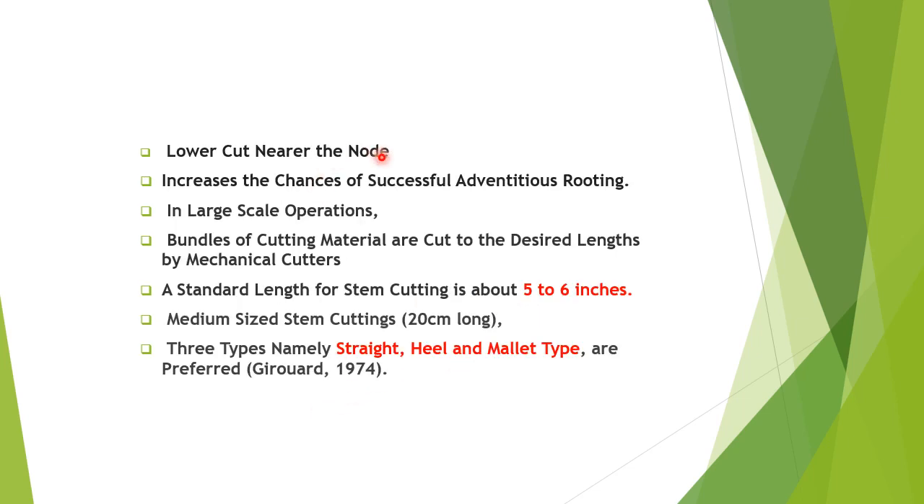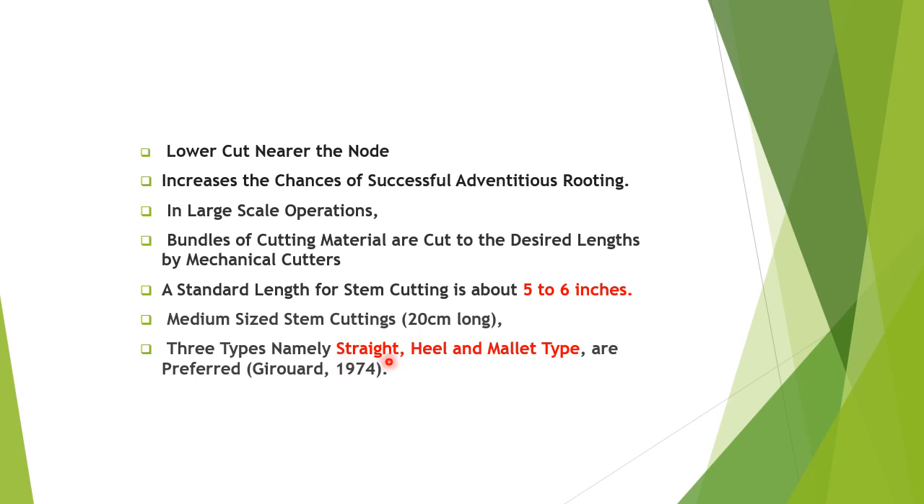Lower cut nearer the node increases the chances of successful adventitious rooting. In large scale operations, bundles of cutting materials are cut to desired lengths by mechanical cutters. So when you have to do it on a larger scale, you have to have mechanical cutters where they can be cut in bundles. A standard length for a stem cutting is about 5 to 6 inches. Medium sized stem cuttings go 20 centimeters long.